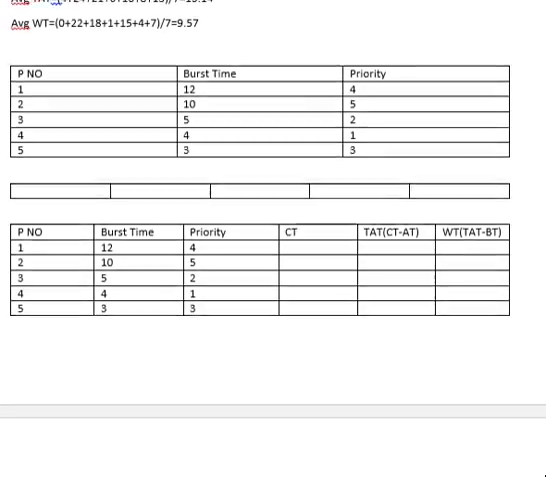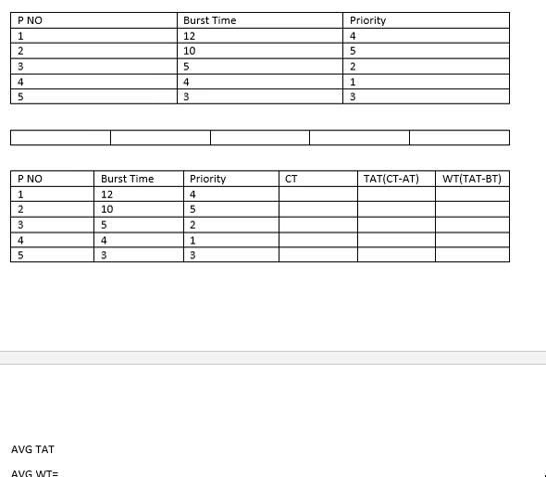Let's see one more problem here. Now in this problem, if you can see, there is no arrival time mentioned. We have already seen in our previous videos also, if arrival time is not mentioned, we have to assume it to be 0. That means all the processes have arrived at the same time. So I'll just start the Gantt chart with 0 here. That's your Gantt chart. Okay, so we have to just consider the priorities because arrival time is not mentioned.